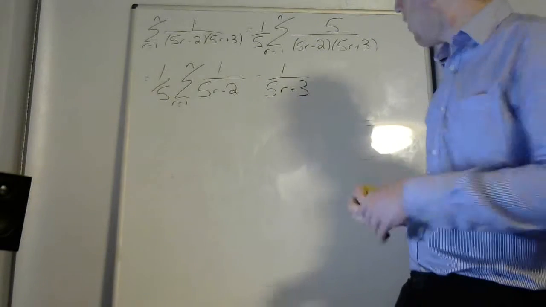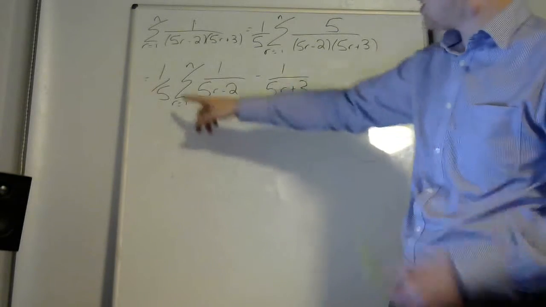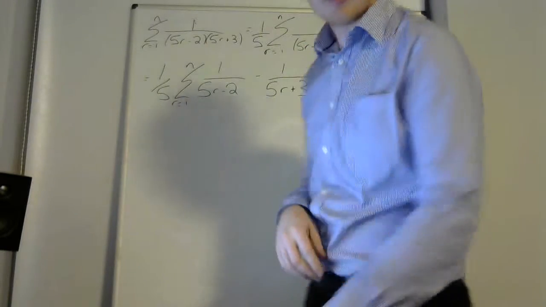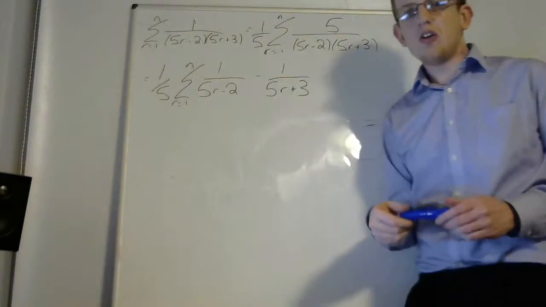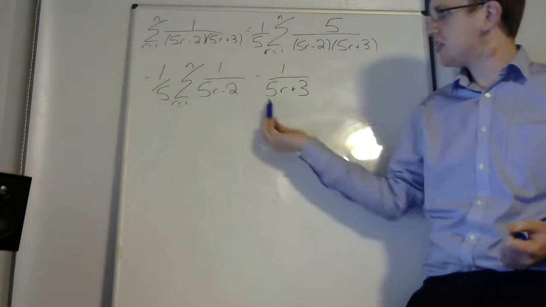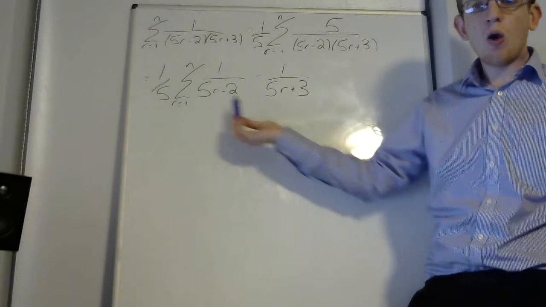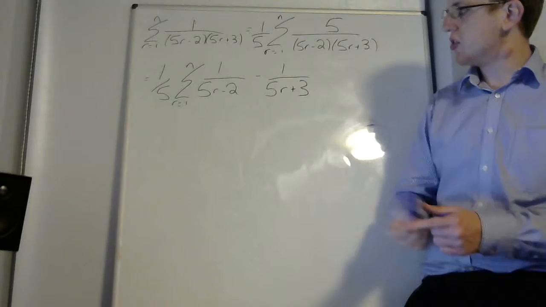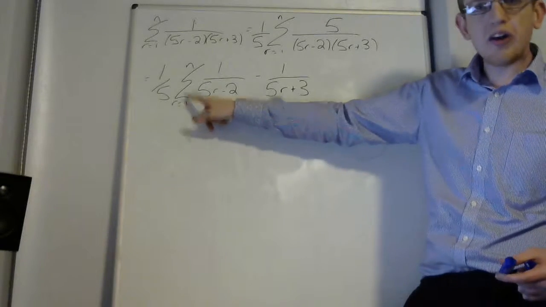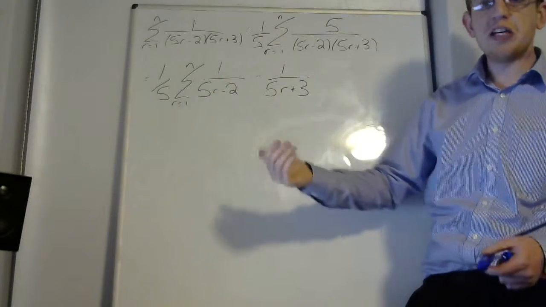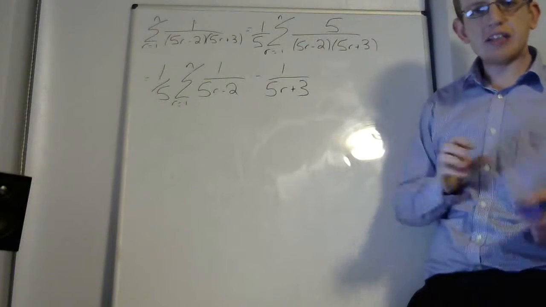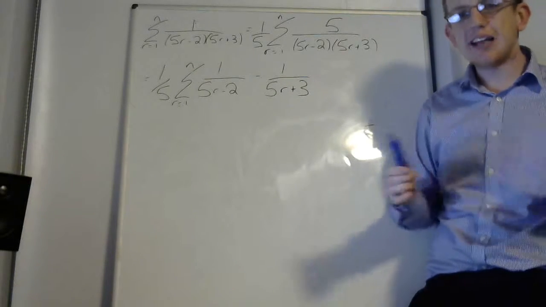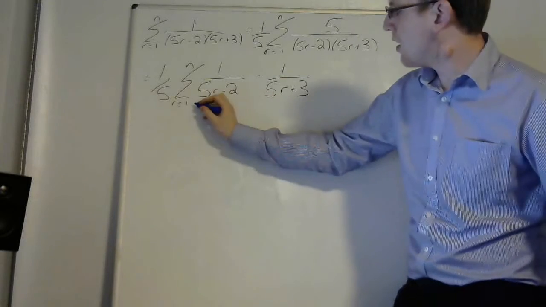Now the reason why people forget about this 1/5 is because in order to do this method of differences, we just look now at these two fractions within a summation sign. We list these two fractions for r equals 1, r equals 2, r equals 3, and all the way up to r equals n. And hopefully we should get some of them cancelling out with each other, and that is what the method of differences is.